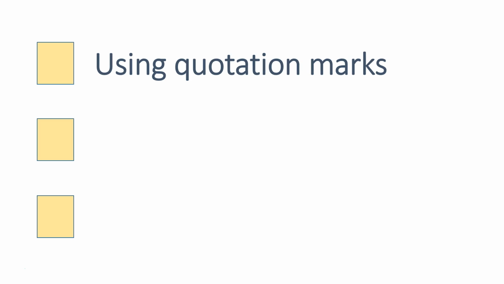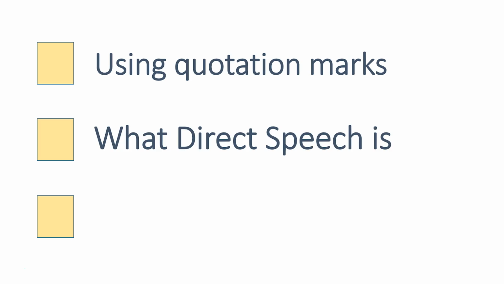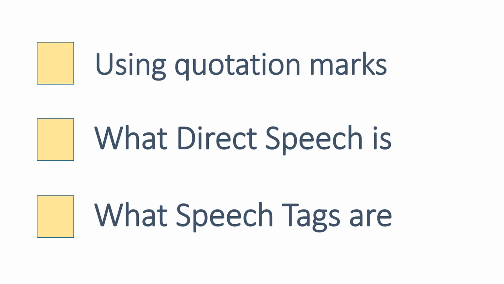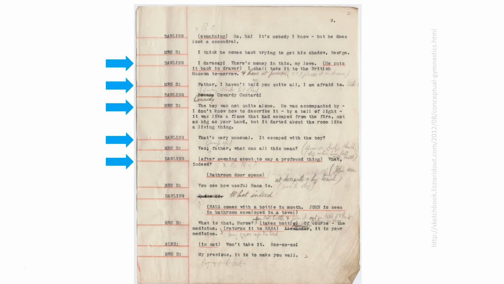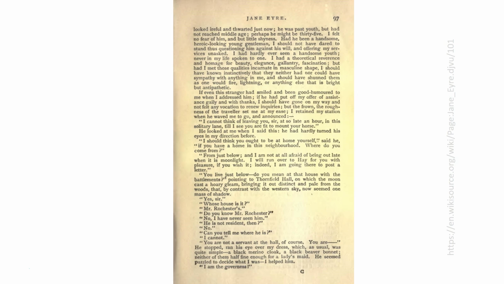In this video, we're going to look at using quotation marks, what direct speech is, and what speech tags are. Let's go. If you're doing a dialogue and you think it's supposed to look like this, with the names of the people speaking on the left-hand side, you're doing it wrong. This is a script, and you want to avoid this at all costs. This excerpt from the novel Jane Eyre is what your dialogue is supposed to look like. We'll break down the steps as we go.